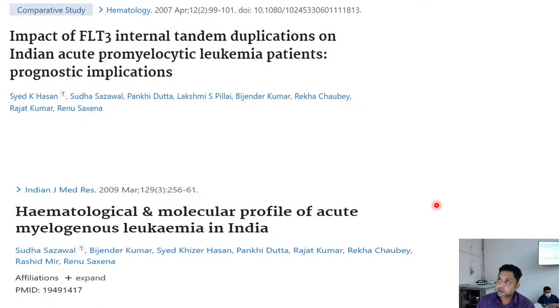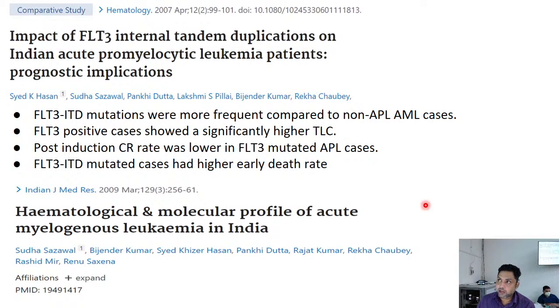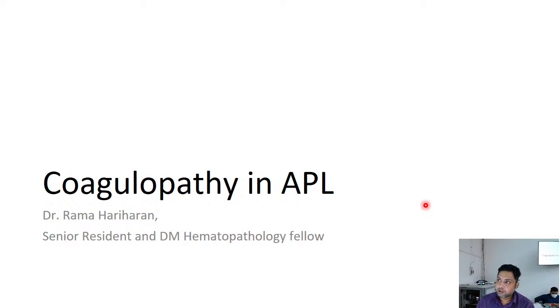Then in these two studies published from our department, we studied the FLT3 ITD mutations in acute promyelocytic leukemias, and we found that FLT3 ITD mutations were more frequent in acute promyelocytic leukemia cases compared to non-APL AML cases, and these FLT3 positive cases showed a significantly higher TLC. Post-induction complete remission rate was lower in FLT3 mutated APL cases, and FLT3 ITD mutated cases had a higher early death rate. Now I'll invite Dr. Rama to talk about coagulopathy in acute promyelocytic leukemia.